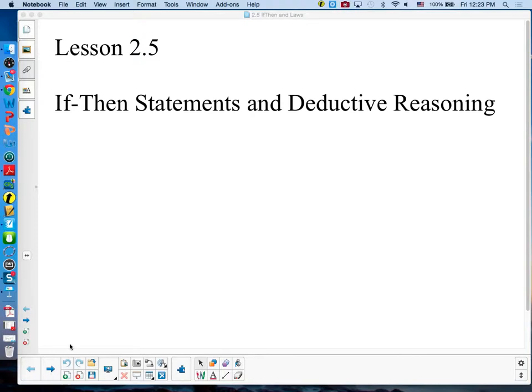If-then statements and deductive reasoning. We're going to do some thinking today. If-then statements are statements that have the words if and then. So if this, then something else that comes after it. We're going to use that in deductive reasoning. Got the title?